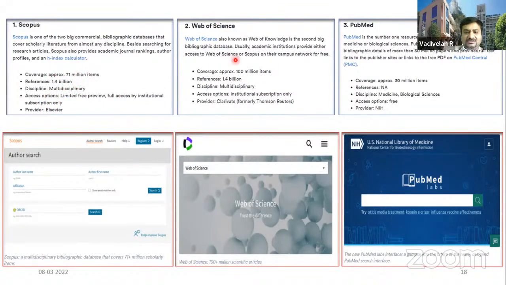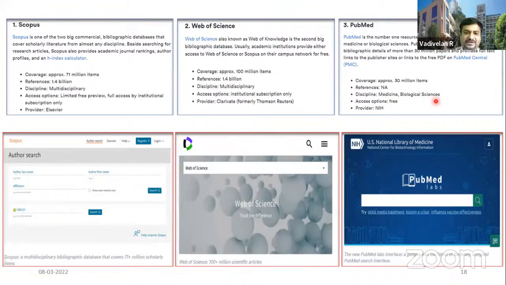Web of Science, you also call it Web of Knowledge. It is the second big bibliographic database. It is from the provider Clarivate, formerly called Thomson Reuters. And here also the discipline is multi-disciplinary. And PubMed is one of the main sources for literature in medicine or biological sciences, more specifically. The National Institutes of Health, USA, is the provider. The discipline is medicine and biological sciences.